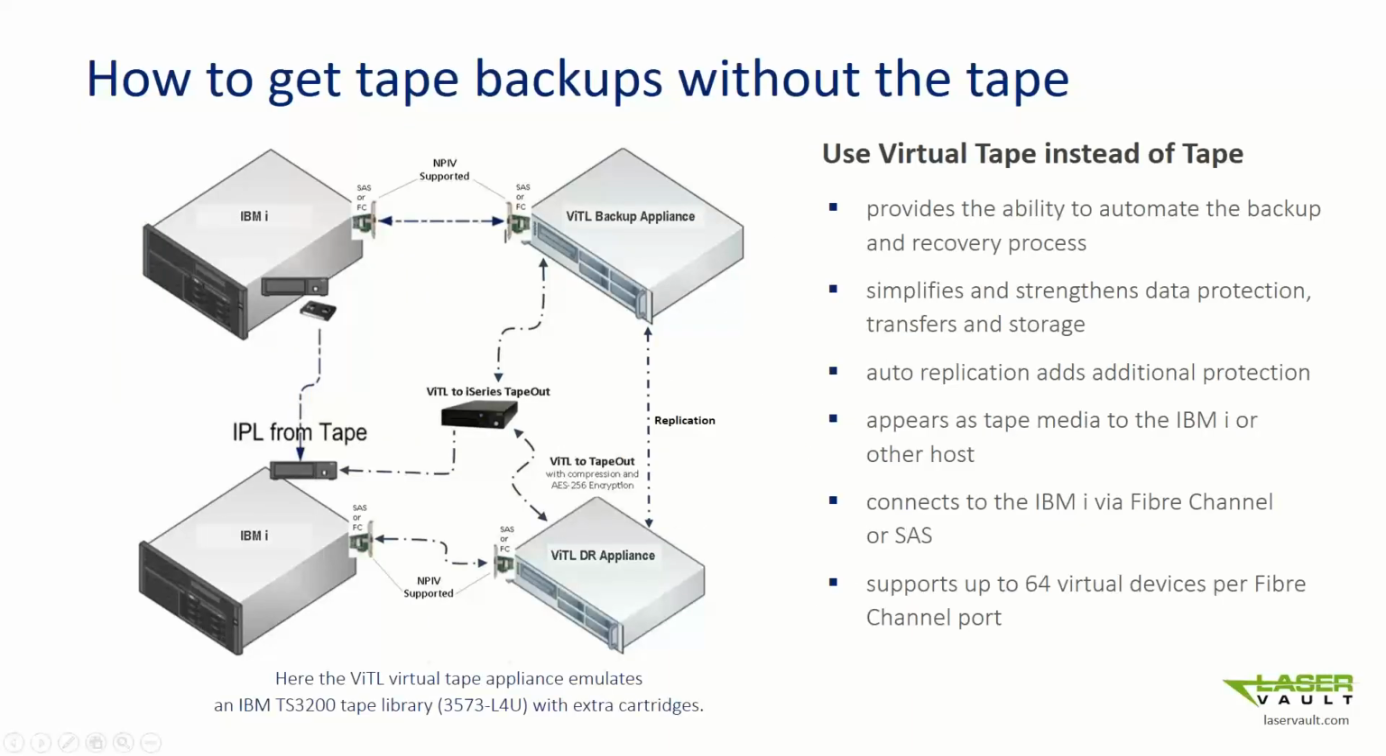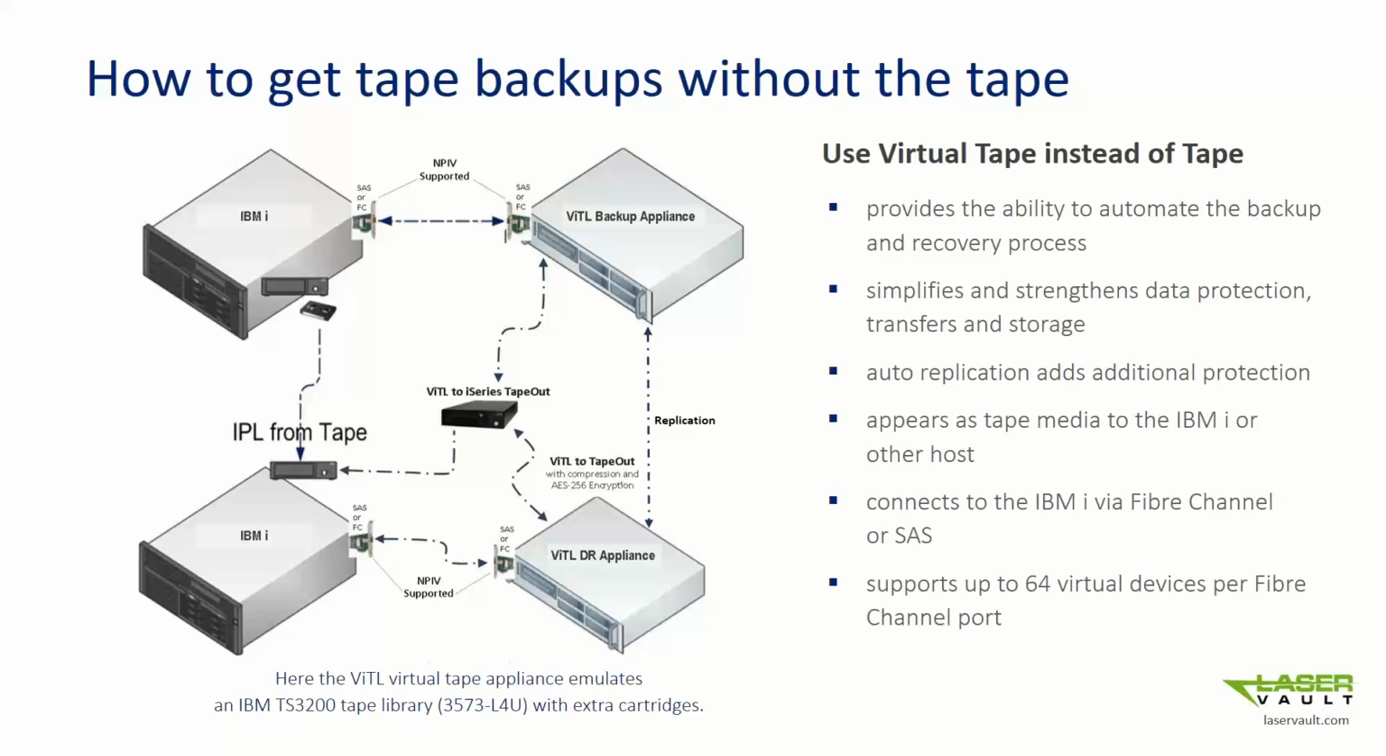So how to get tape backups without tape. This is virtual tape, and our solution provides the ability for you to automate the backup and recovery process and strengthen your data protection. Auto replication adds additional protection, where 2 copies or even 3 copies of your backups is completely better than 1 copy, which is typical with a tape backup environment.